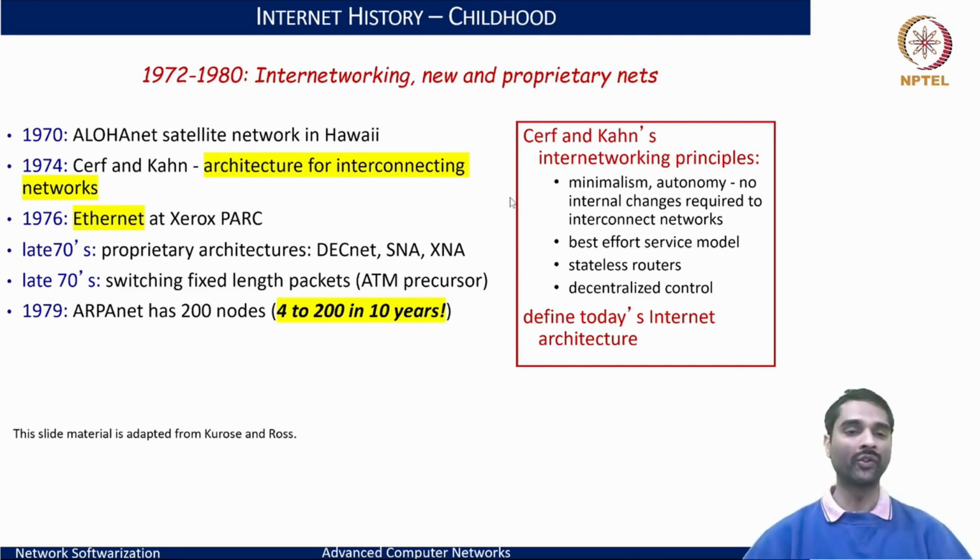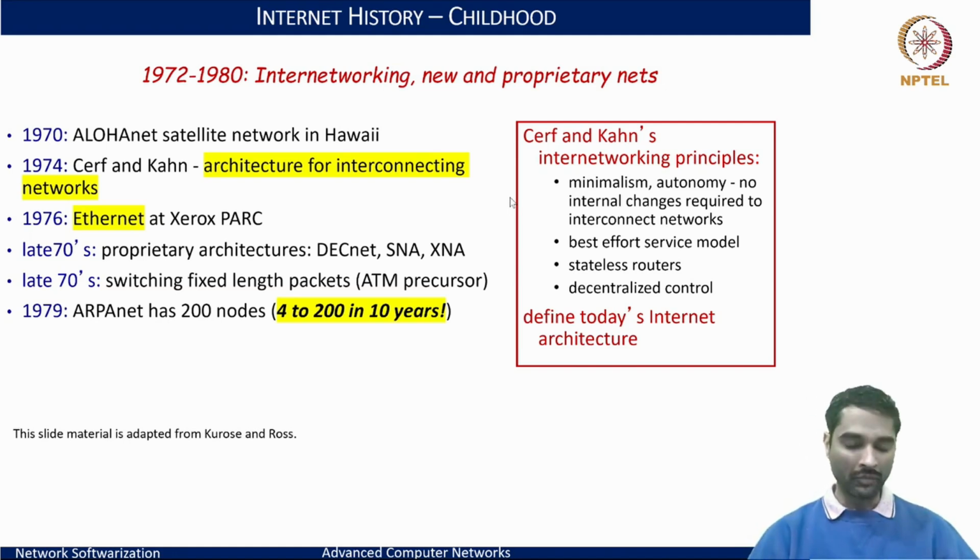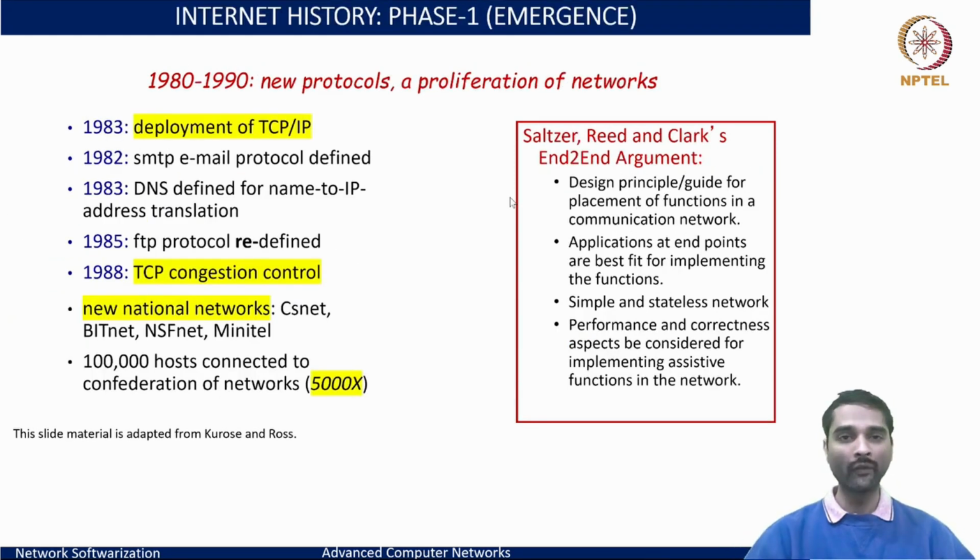And also by 1976, Ethernet, what we know as IEEE 802.3, came out and led the way for Ethernet-based connections. And there were also several proprietary network architectures that were proposed, including TechNet, SNA, and XNA. Later, several of the networks started to grow, and by 1979, ARPANET had grown to around 200 nodes. That's from 4 to 200 nodes in around 10 years. Thereafter, the evolution continued, and many things came to shape.